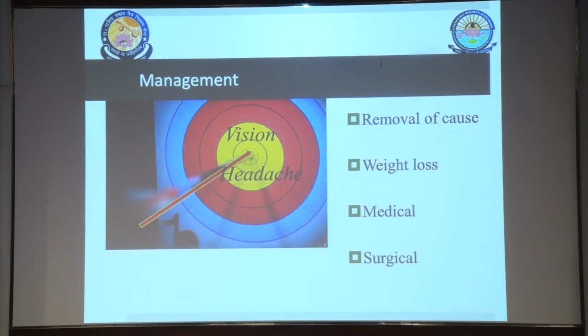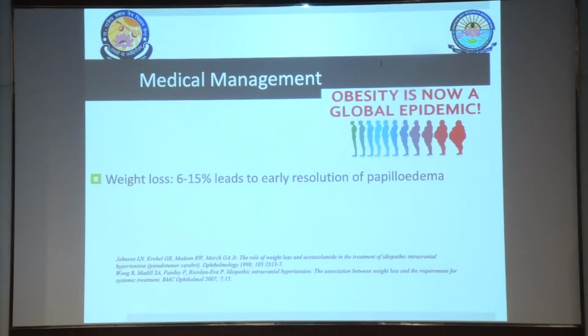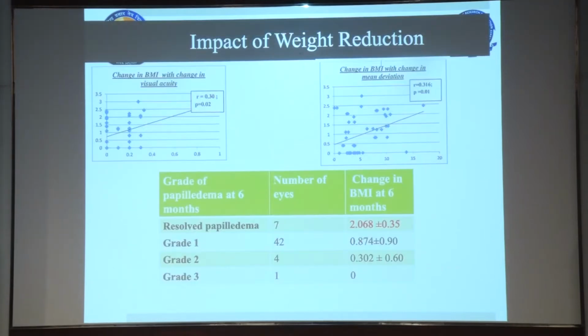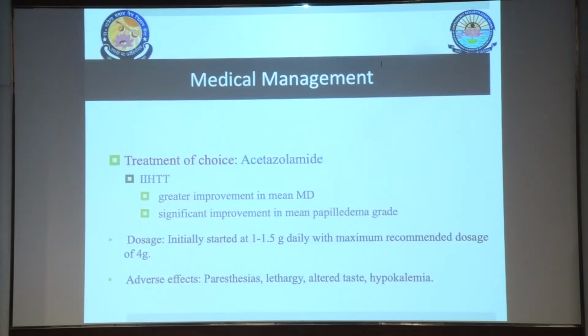So you may need endocrinology support, you may need neurology support. The second most important intervention is weight loss, then medical management, and in the last, surgical management. Weight loss, as I was emphasizing earlier, if done in the range of 6 to 15%, may lead to early resolution of papilloedema as compared to patients who do not have weight counseling and weight loss. The impact of weight loss we have seen in our study was that the change in weight was very well correlated with the change in the grade of papilloedema, improvement in visual acuity, and improvement in mean deviation on the visual field.